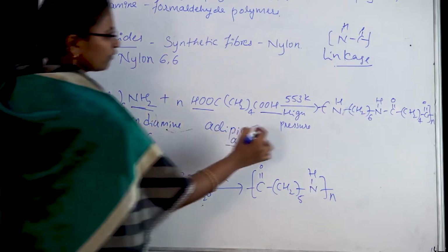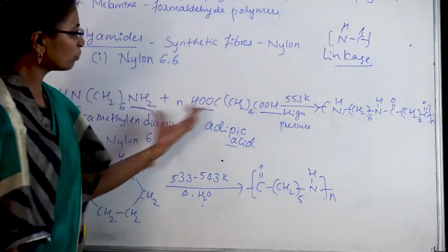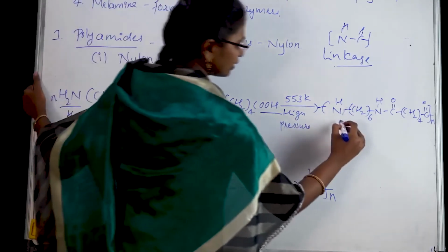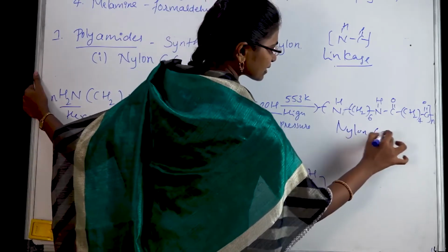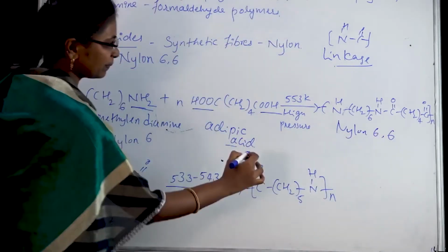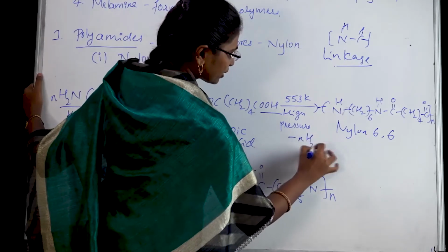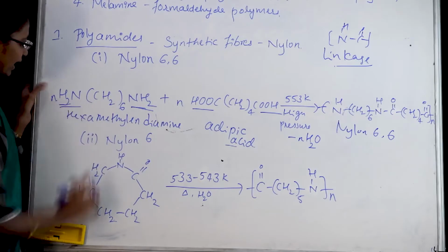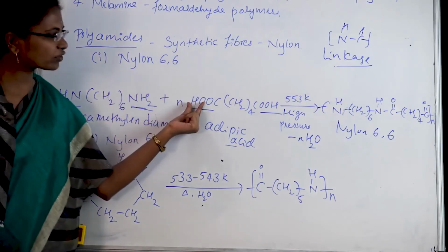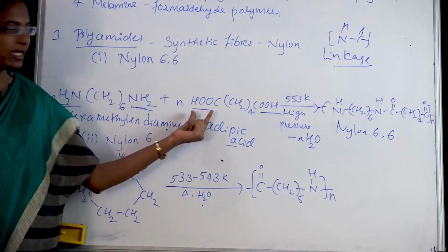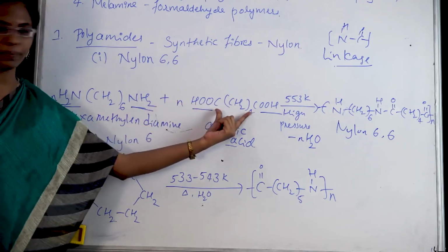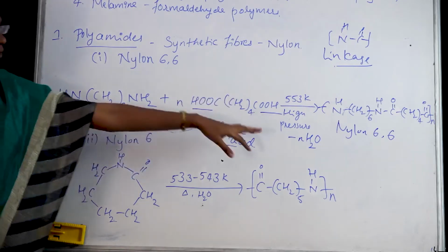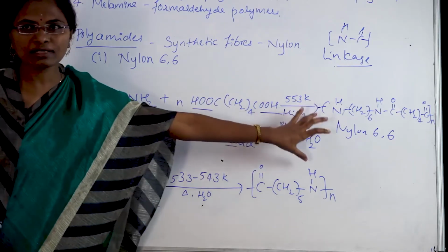Here we heat these monomers at high pressure and we get nylon 6,6 by eliminating a water molecule. One H comes from NH2 and OH from the adipic acid. We use n molecules of adipic acid and n molecules of hexamethylene diamine, which is why n molecules of water are eliminated.